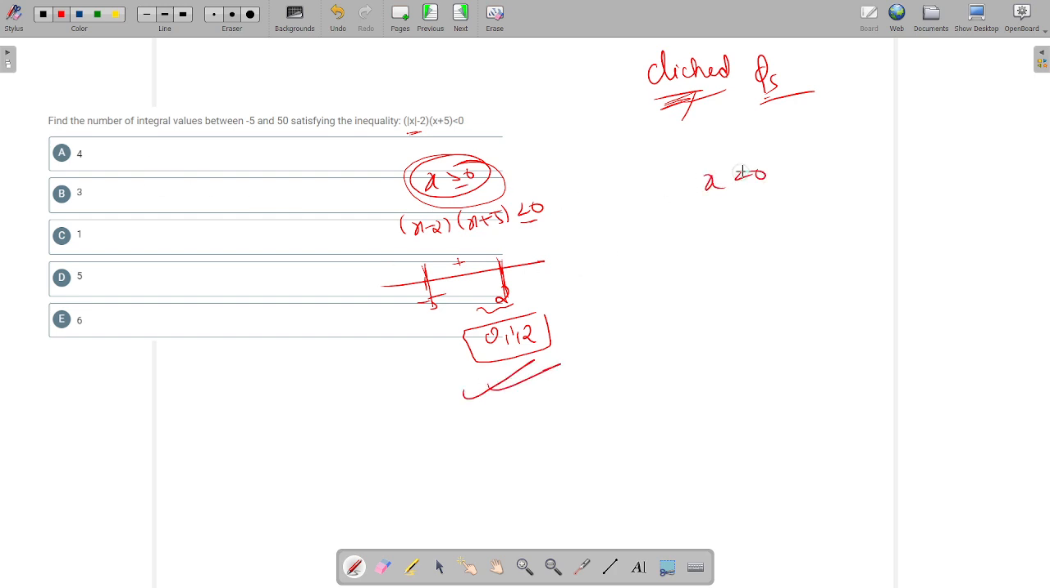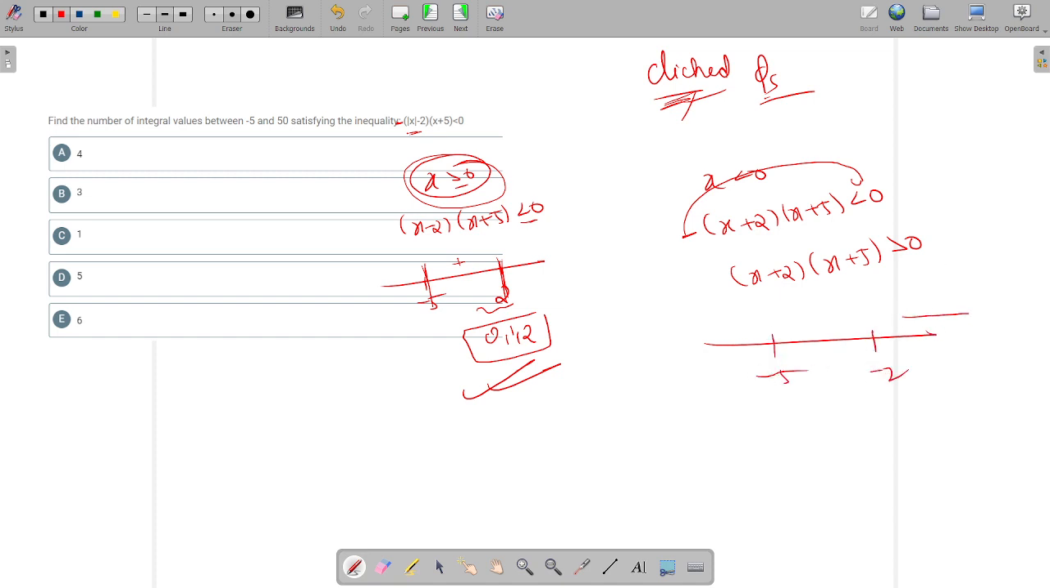Now next case is x is less than 0. In that case we will get a negative outside, so negative can be taken outside. So this becomes x plus 2, x plus 5 less than 0. Sorry, negative is taken outside, so now we will transfer this negative over here, so this becomes positive. Okay, so x plus 2, x plus 5 greater than 0.